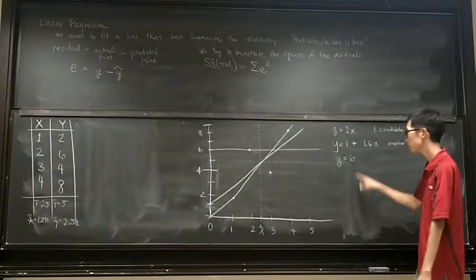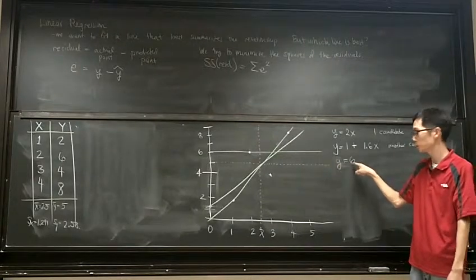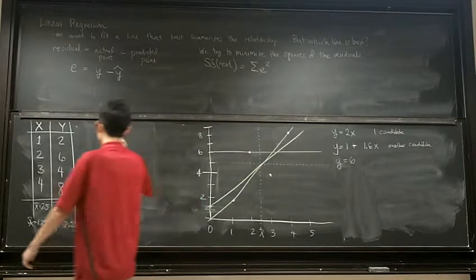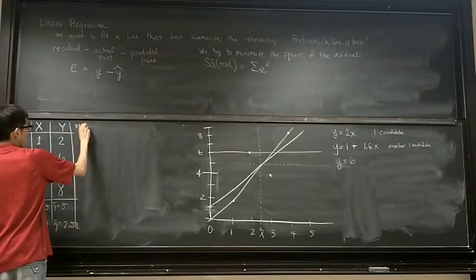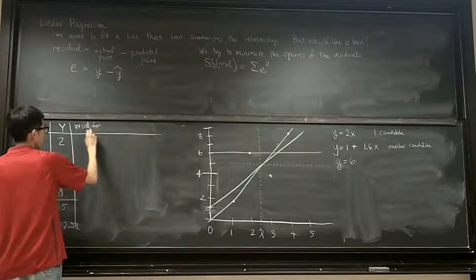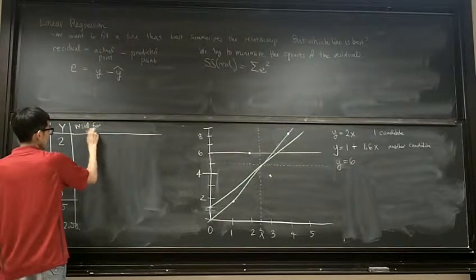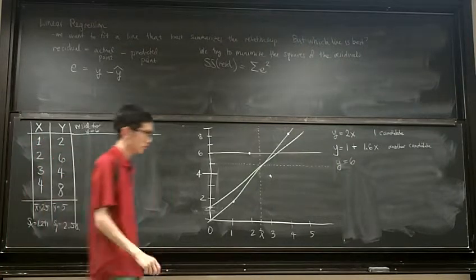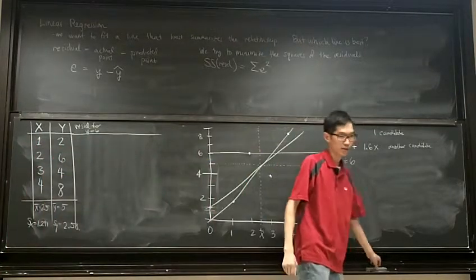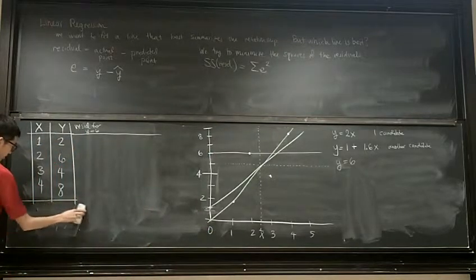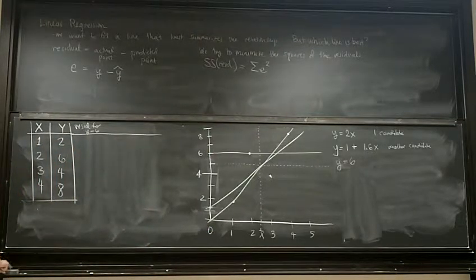Okay, let's start off with the worst line here. We know this one's going to be a bad line. So let's figure out the residuals for y equals 6. Okay, so you might want to put a table like this in your notes. We just have 4 data points.